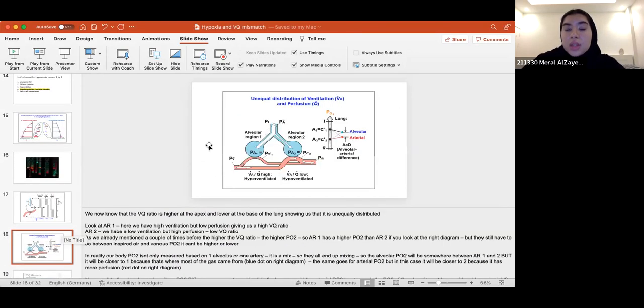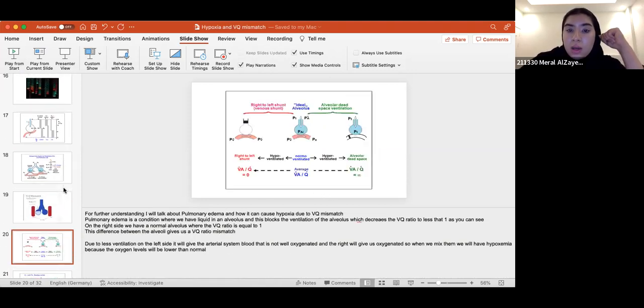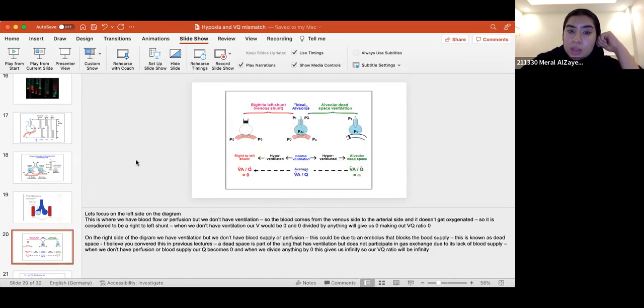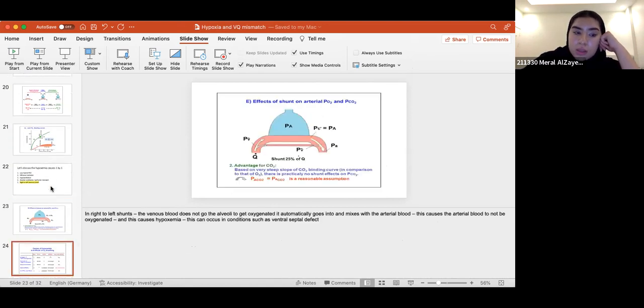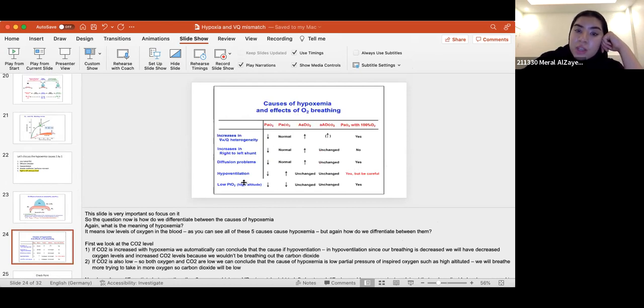We also discussed, this slide is very, very important, VQ mismatch, okay? And I gave you an example on VQ mismatch. We discussed right to left shunt and alveolar dead space and how to differentiate between them. We discussed why VQ mismatch, shunting and diffusion limitation only affect oxygen, not carbon dioxide. It's because of the steep carbon dioxide curve. And then we discussed how to differentiate between all types of hypoxemia.